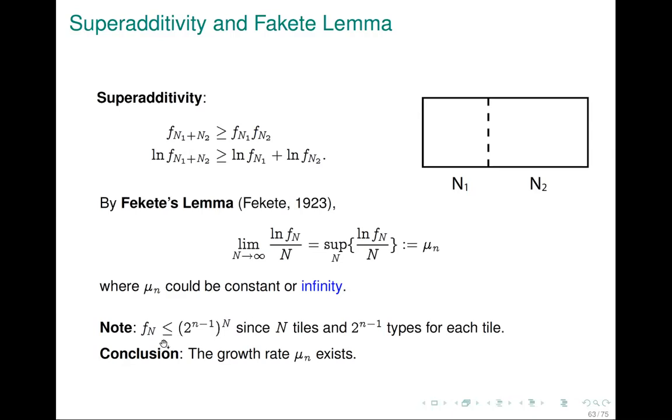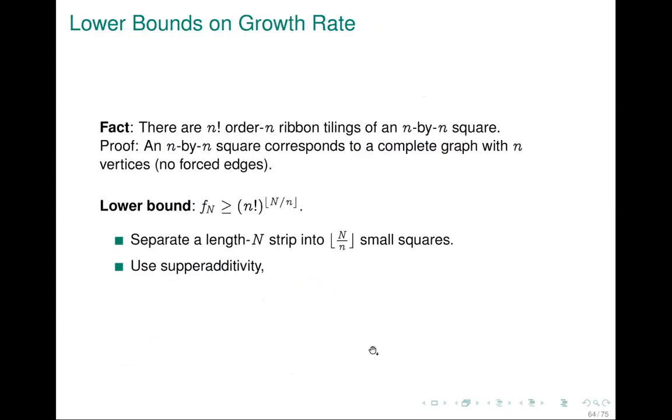In our case, we can give a bound on Fn very easily because we have n tiles, and for each tile, we have n to the power n minus 1 types. So in total, we have this upper bound for Fn. Since the supremum is upper bounded, it must be some constant. So the growth rate exists. For the lower bound, observe that for the n by n square, you can count it very easily. It's just n factorial tilings, corresponding to a complete graph with n vertices. And this will give us the lower bound of Fn.